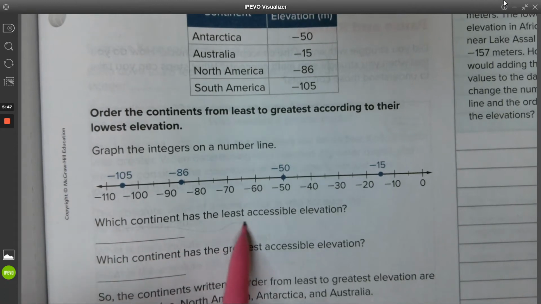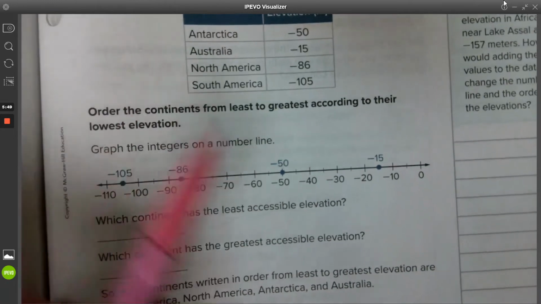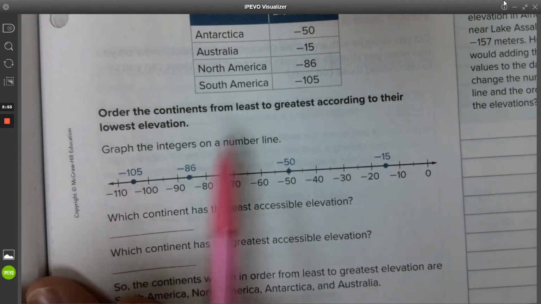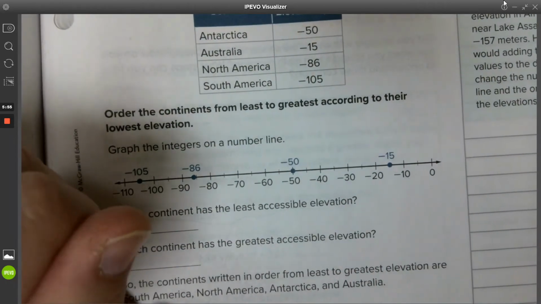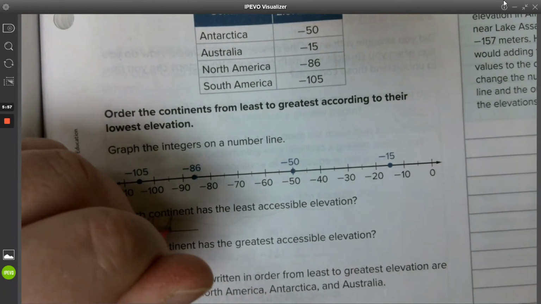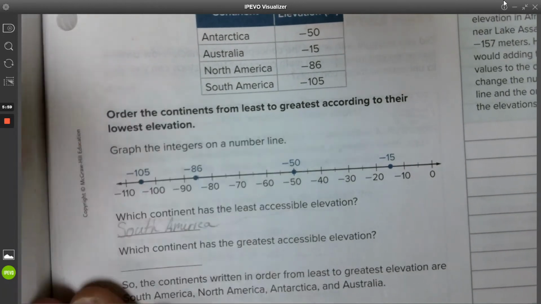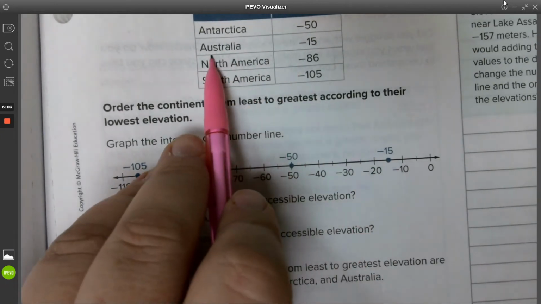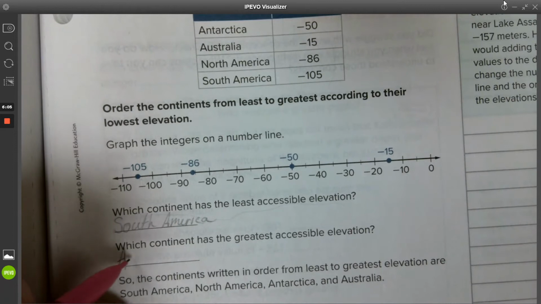So which continent has the least accessible elevation? Well, we look at our list. What's the furthest to the left in this case? That would be South America. Okay, which continent has the greatest? That would be our -15, which is Australia.